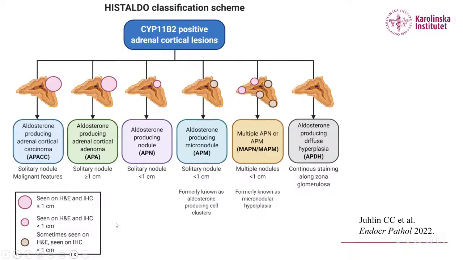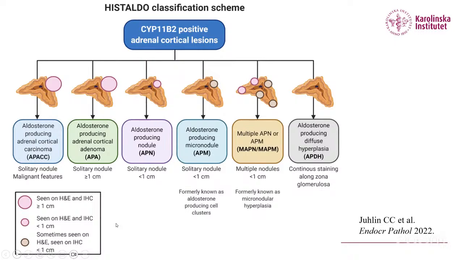In other words, the histological classification scheme basically allows the pathologist to distinguish between classic histology, which is one nodule producing this hormone, usually cured by surgery, and trying to distinguish it from multiple aldosterone-producing nodules or micronodules in which the patient usually has a recurrence.